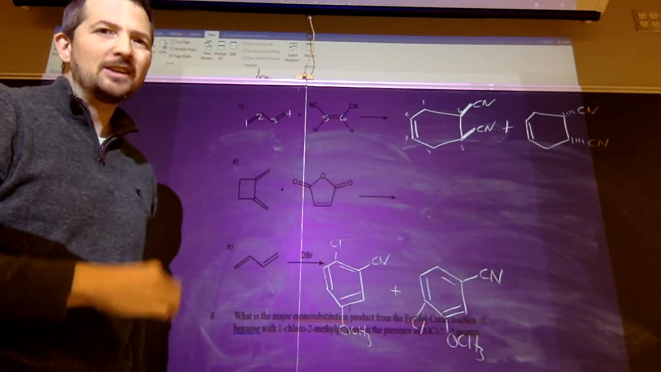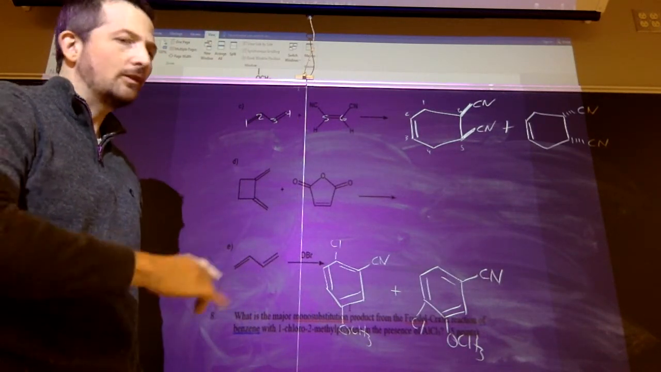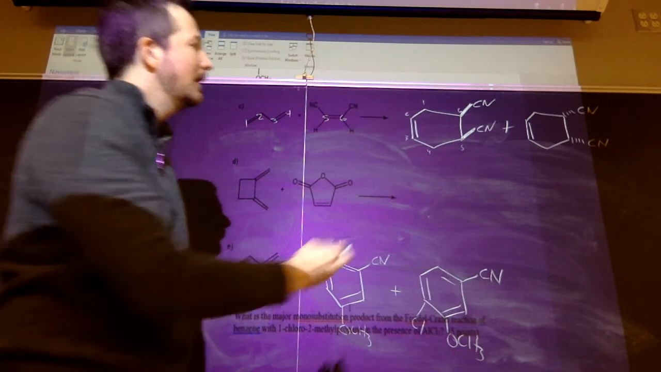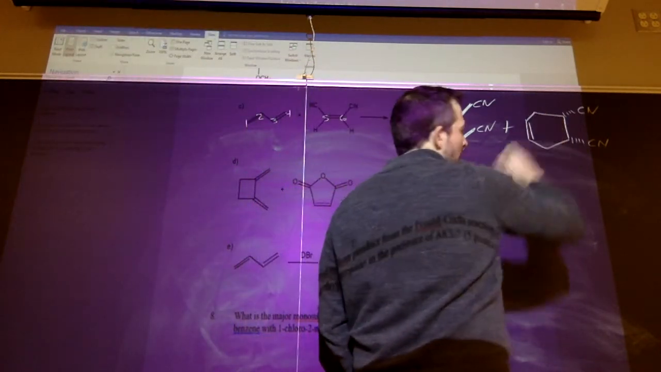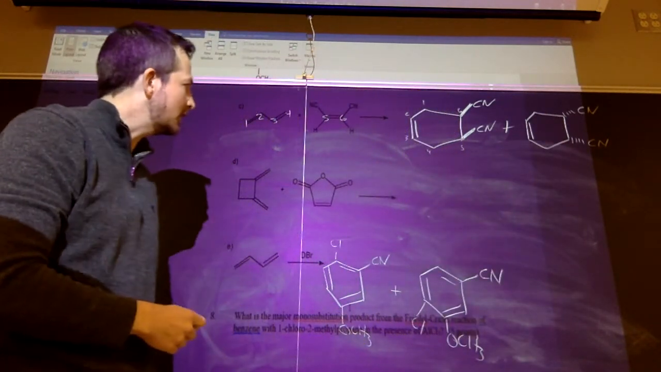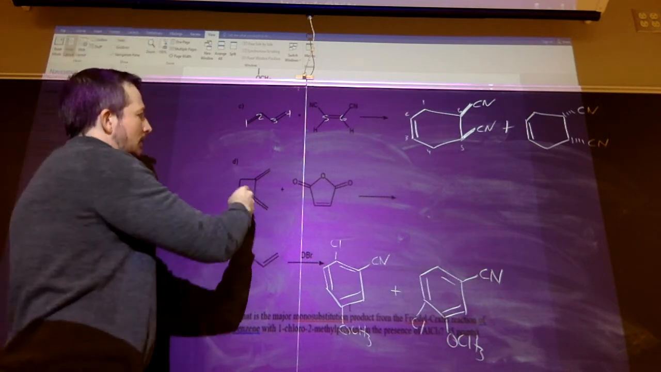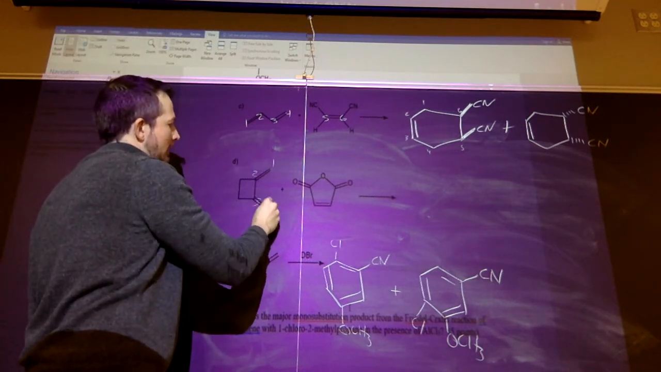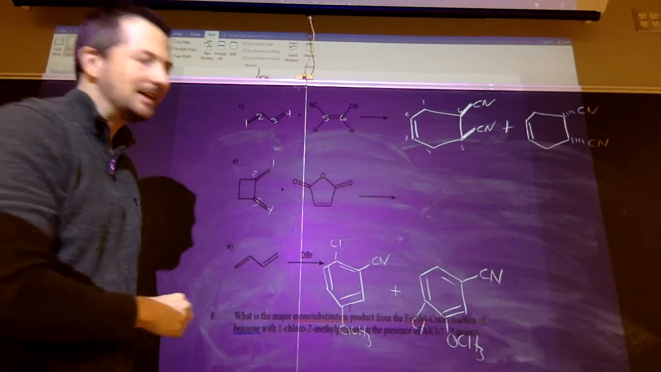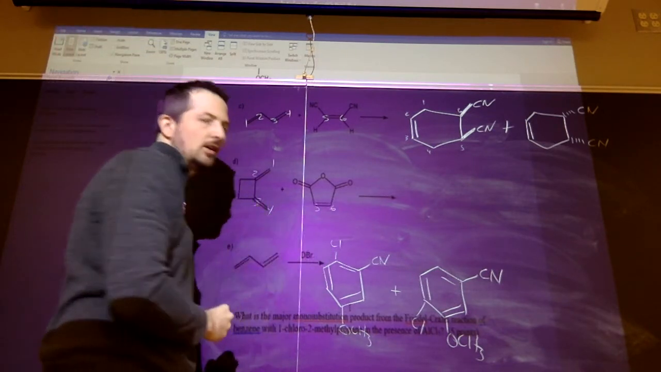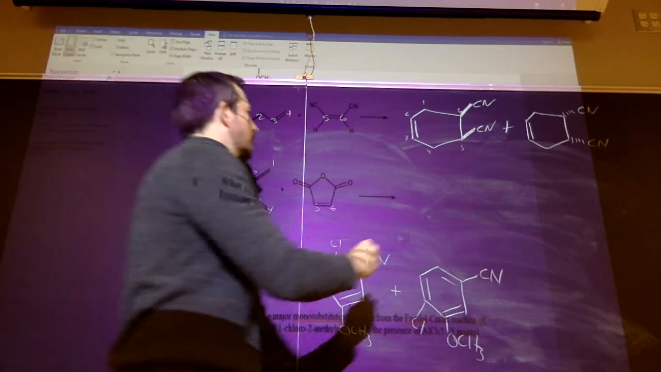Both are equally likely, so you get a racemic mixture of those 2. So I could flip this over, it'd be the mirror image, so those are enantiomers. Next one here, so again, locate my diene. Here's my dienophile.